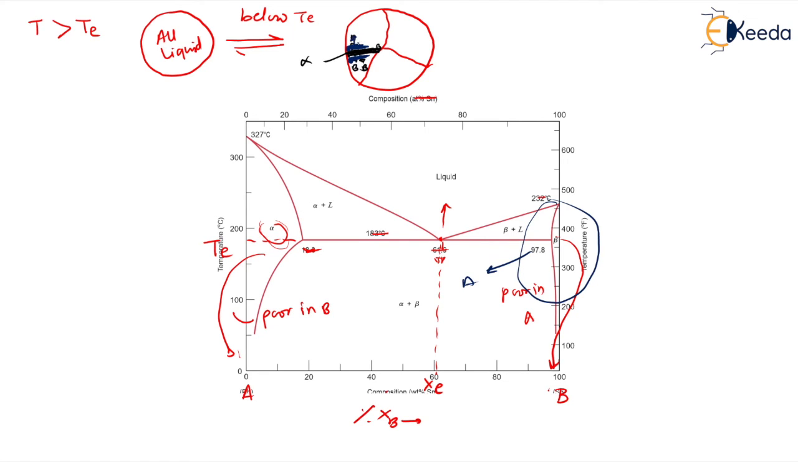For growing of this beta, it will reject all the A from the front and sides, isn't it? From the front and sides, it will reject A, and it will go bigger and bigger and bigger. So you can see here the beta has grown. Blue color is beta and black color is alpha. Like that, you can expect alternate layers here. As beta is growing, it is rejecting all the A from the front and sides.